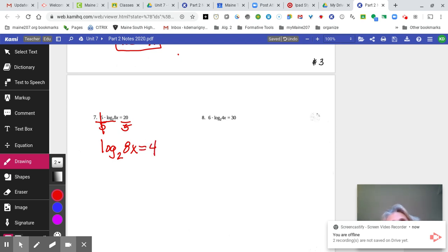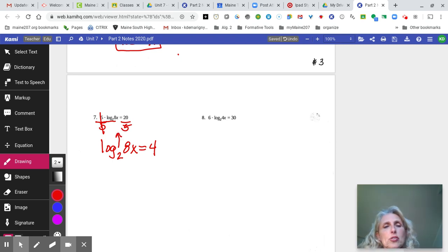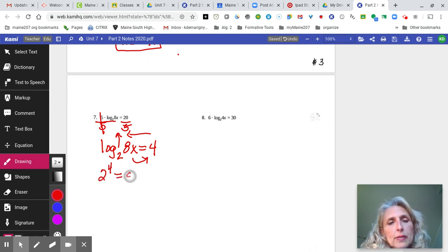And then since I have it in logarithmic form, remember from our notes, we said we wanted to change it to exponential. So to solve a logarithmic, I change it to exponential. And to solve an exponential, I change it to logarithmic. So I'm going to bring the base up from 2. I'm going to give 4 as its exponent, and I'm going to switch 8x to the other side. So what I have is 2 to the 4th is equal to 8x.